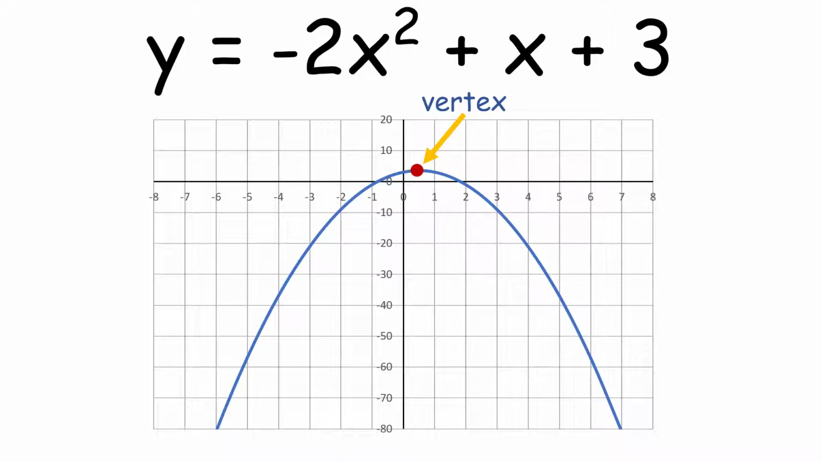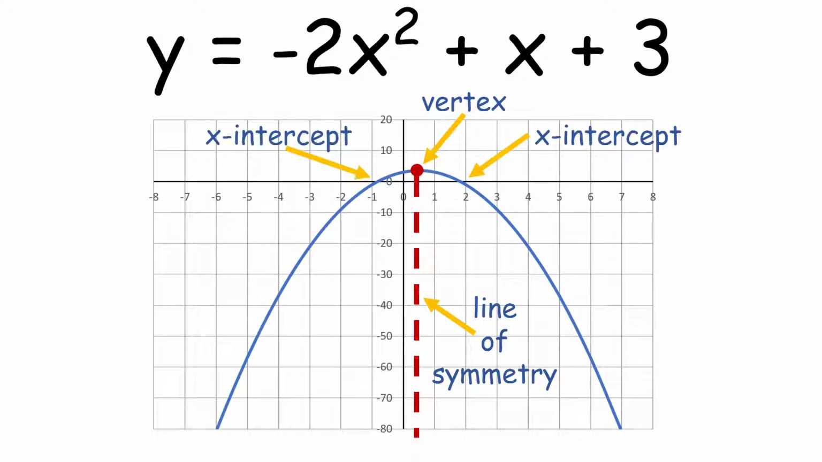The vertex is located at the x value of the parabola's line of symmetry. In this case, the line for the equation crosses the x-axis, and because it's a parabola, it crosses it twice, so there are two x-intercepts at the point where y equals 0.